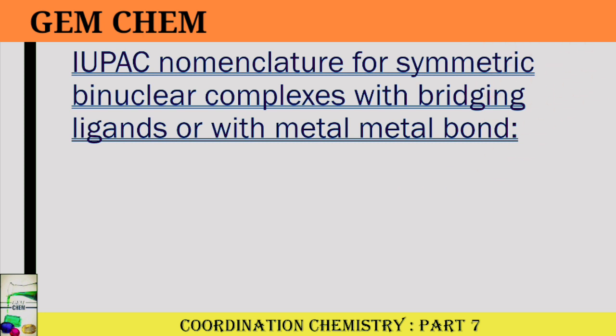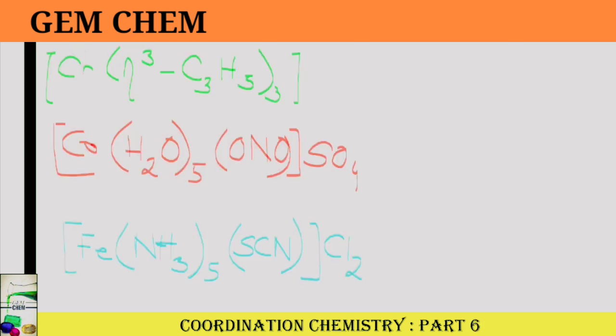And in the previous video, we had already seen how to name the normal coordination compounds, and there was a checkpoint given, and these were the 3 complexes for which you had to write the names. So the first one will be tris(eta 3 propenyl)chromium(III). For the second one, the answer would be pentaaqua nitrito-kappa O cobalt(III) sulfate, and the last one would be pentaammine thiocyanato-kappa S iron(III) chloride.